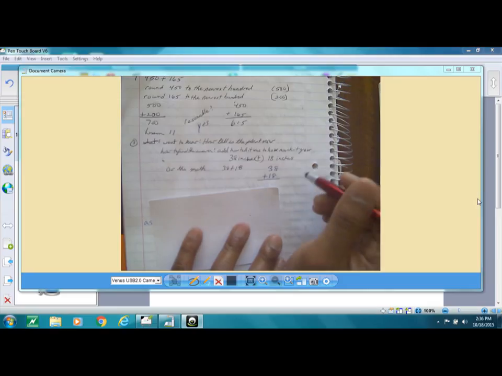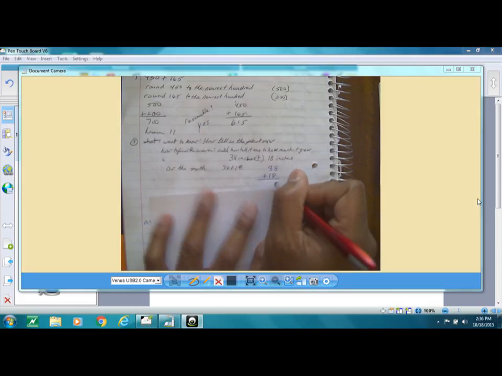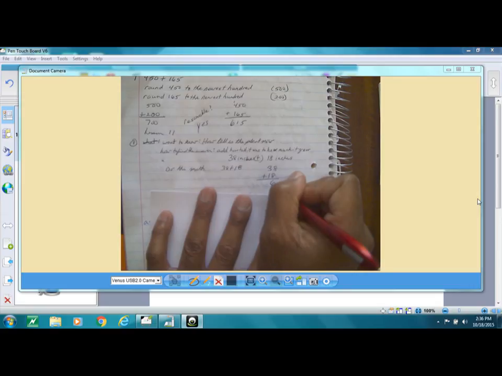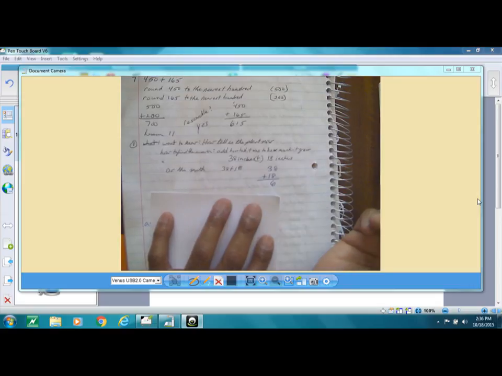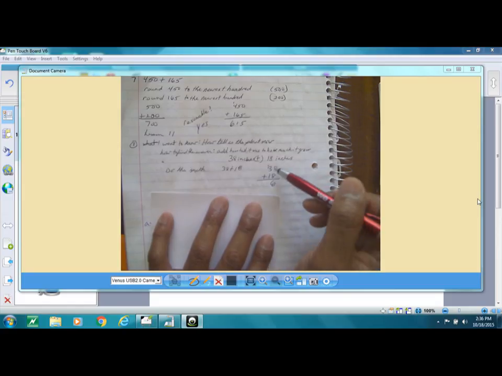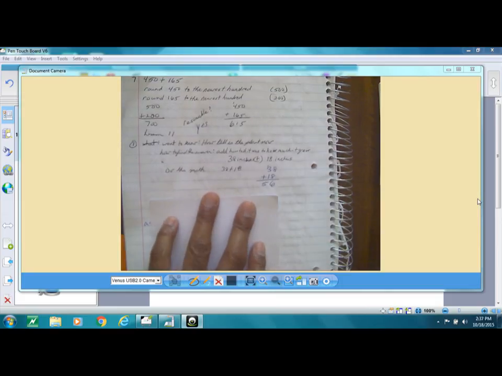Add the ones place first. 8 plus 8, 16. Write the 6 under the ones place. Carry the 1 above the tens place. My new problem is 3 plus 1 plus the 1 that I carried. 3 plus 1 equals 4, plus the 1 that I carried equals 5. And that should help you find the answer to how tall the plant is now.